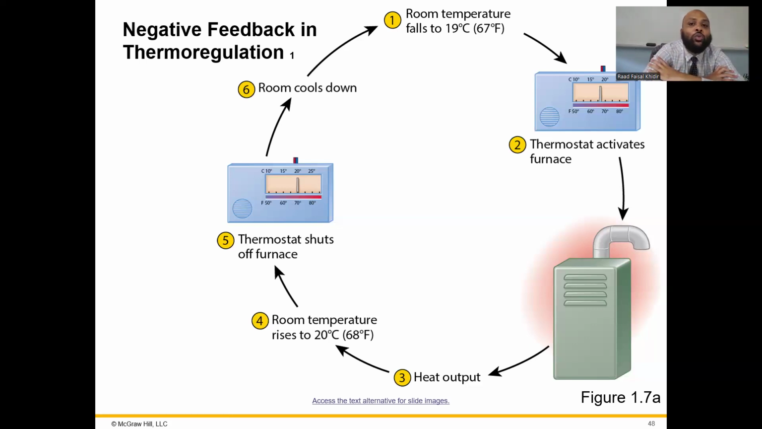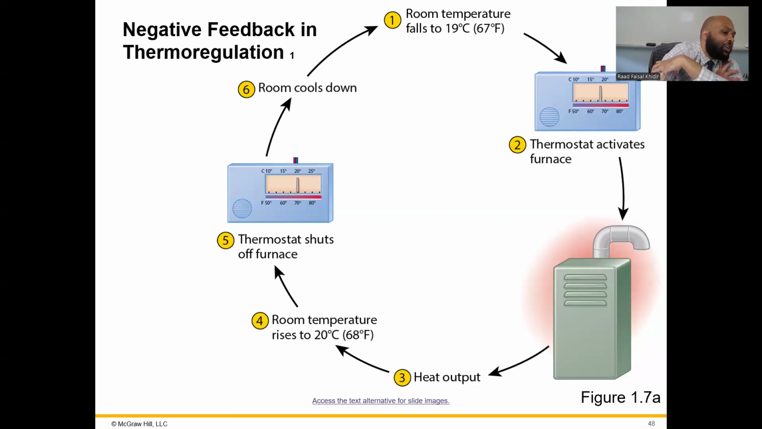Number 1, room temperature falls to 19 degrees Celsius. Thermostat activates the furnace. Furnace makes heat output. Room temperature rises. Thermostat shuts off the furnace. The room cools down. And then we stop. Who here is the effector? The furnace. So the furnace is the one who did the heat, the one who did the actual thing. But who's the integrator? The thermostat.